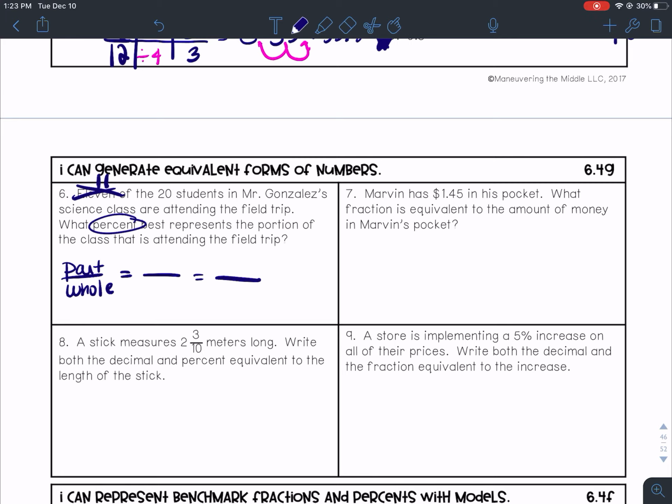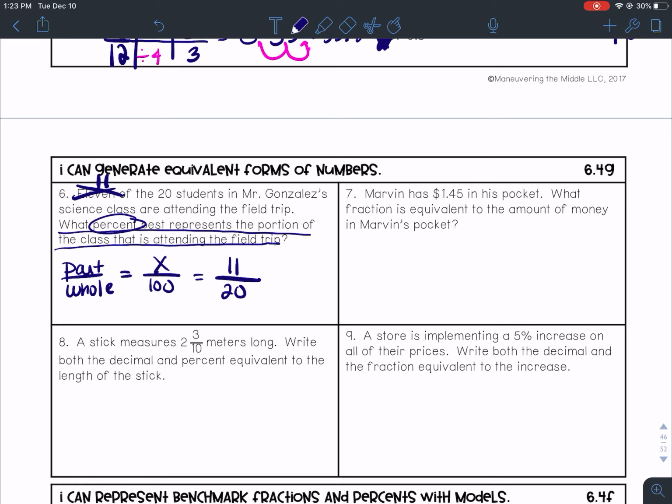Okay, now the question is asking me for the percent, which means I don't know what the percent is. So I'm going to put an X. Okay, X marks the spot that I'm looking for. I'm going to put an X right where I see what the question is asking me. Well, over 100 because I don't know. Now, 11 out of the 20. Okay, so 11 must be my part and 20 must be my whole. Okay, I need to figure out the percentage.